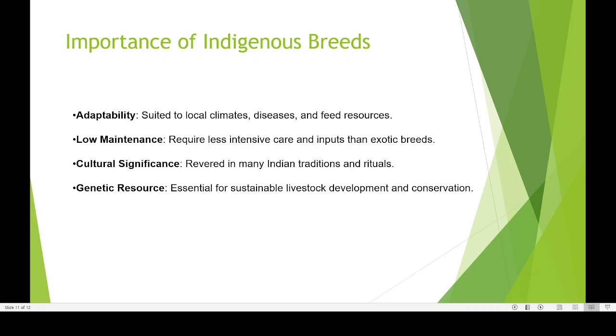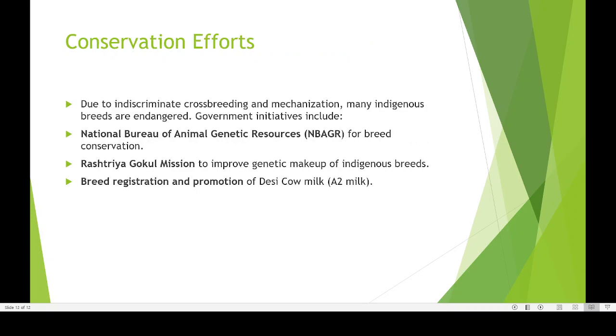Then genetic resource, essential for sustainable livestock development and conservation. So that's the importance of indigenous breeds. Then here we have some important agencies like the National Bureau of Animal Genetic Resources. They are doing a lot of research on these different breeds of animals, so that animals with more disease resistance and more milk production can be developed. Then Rashtriya Gokul Mission, breed registration and promotion of Deshi cow A2 milk. These are some efforts by the Government of India to promote more milk production and better cow health.